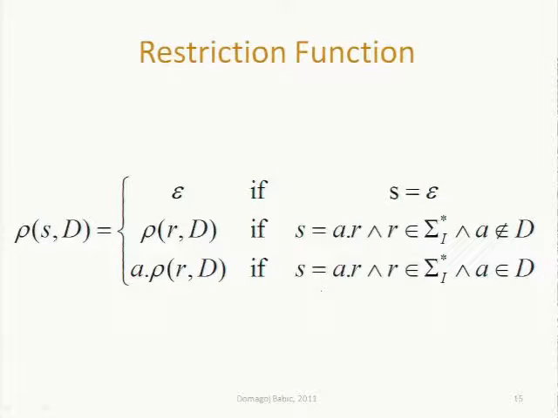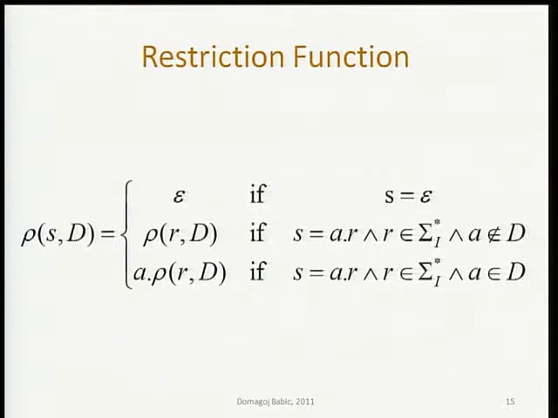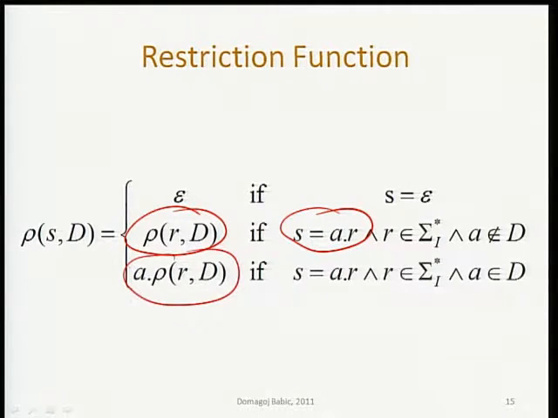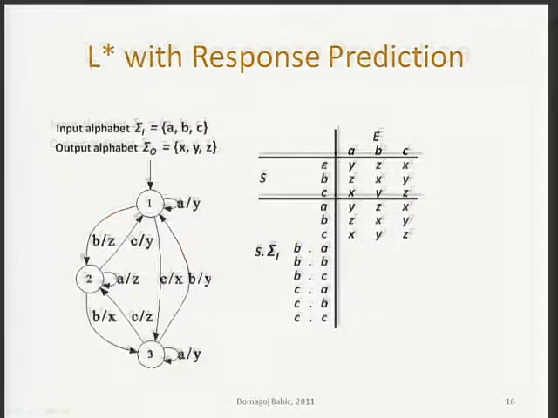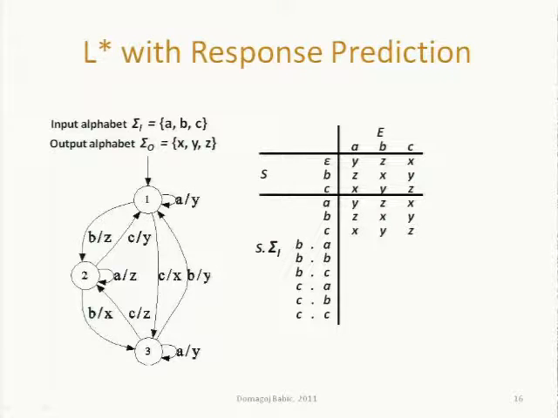Formally, this is what the rho function does. If the sequence is an empty sequence, that's what it returns. Otherwise, if the input sequence S is equal to A concatenated with R, and A is not in D, then we recurse on R. Otherwise, we copy A to the output and then recurse on R again. So it's a fairly simple function. So how does this work?